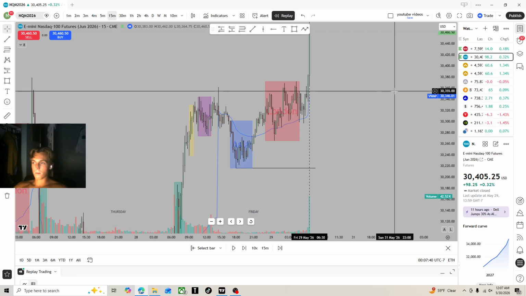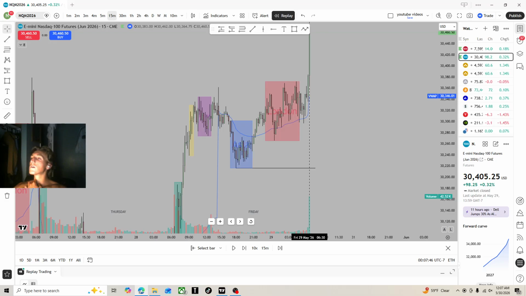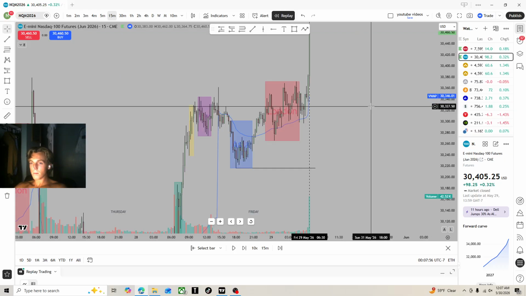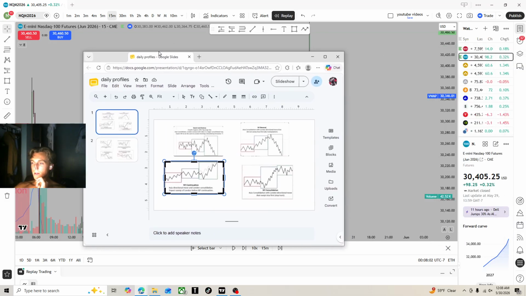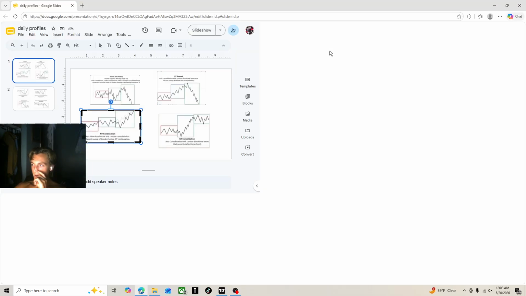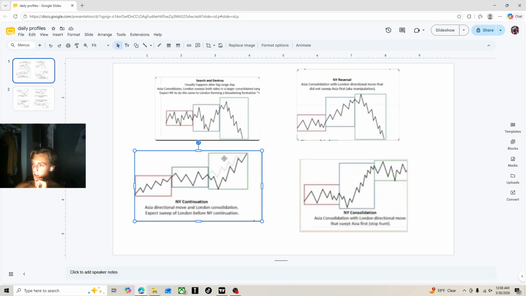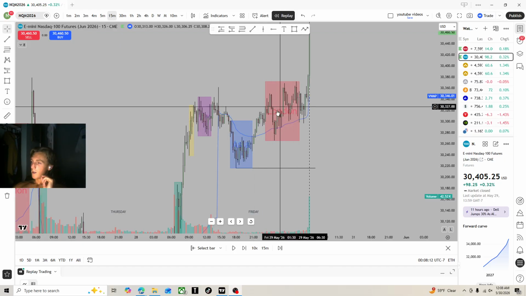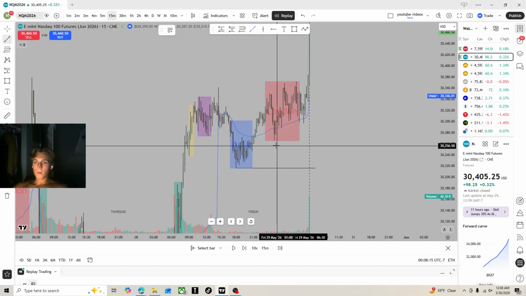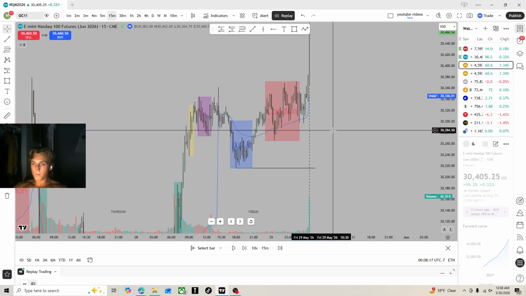If I pull up my thing here, show you guys this. It would look something like this. This New York continuation model, where you see a sweep of London lows and then continue higher off of Asia's OTE. Would have been perfect off of London lows, but decided not to get it.